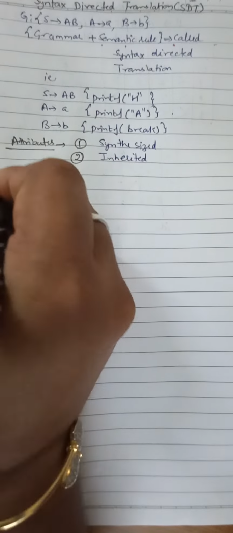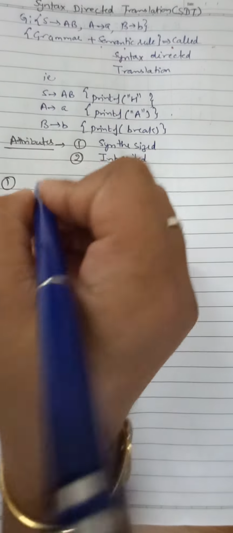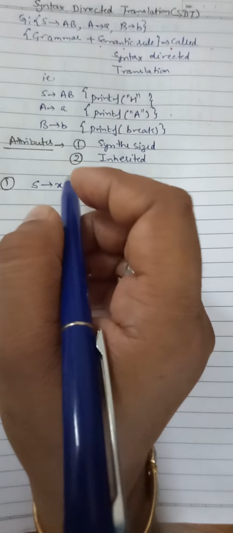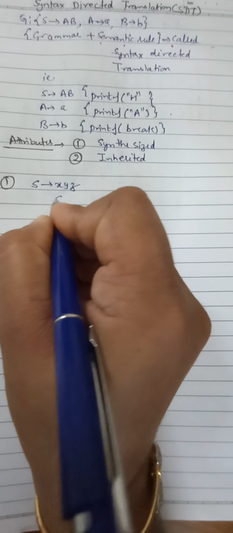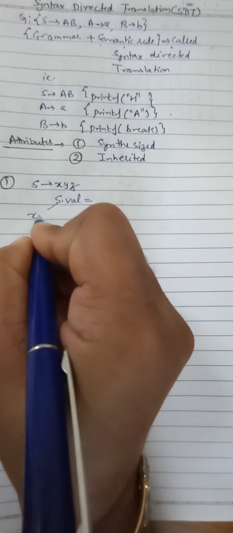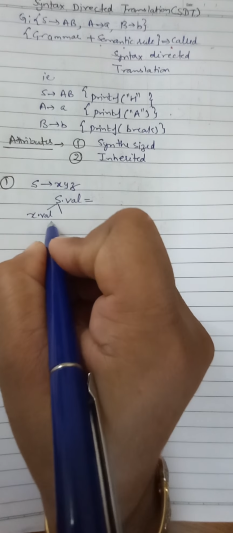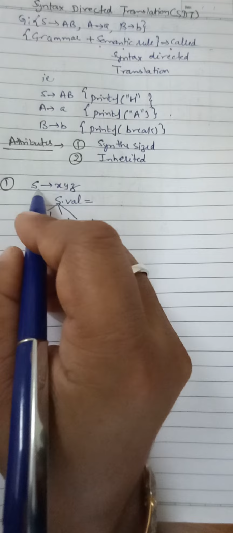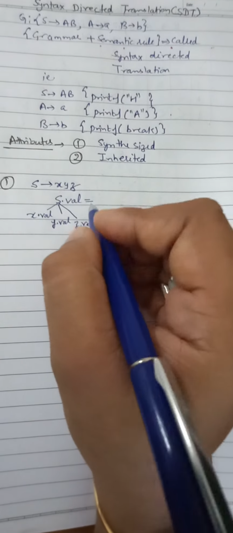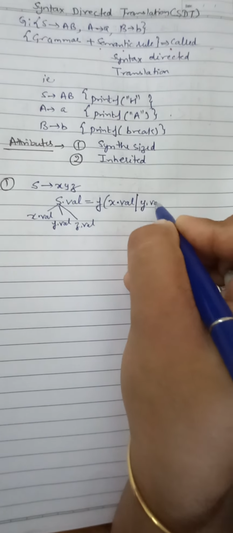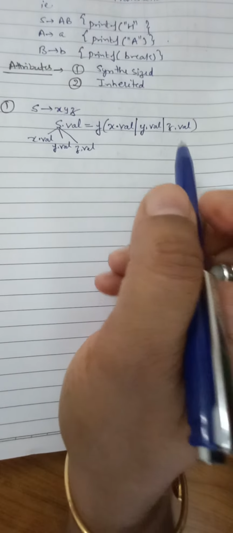If we talk about the first one, synthesized, suppose we have S tends to X, Y, Z. If we talk about its value, S dot value will carry X dot value, Y dot value and Z dot value, because the grammar is having S tends to X, Y, Z. Or we can say the function of X dot value, Y dot value and Z dot value, a function which carries X, Y and Z values.